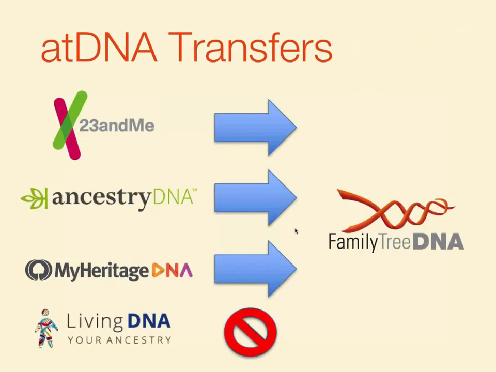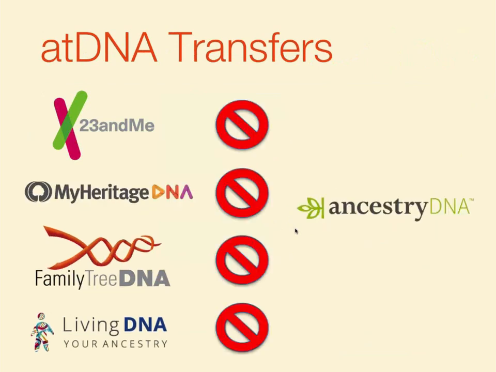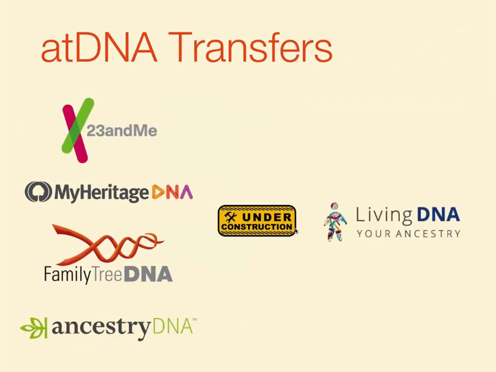So you can download this data, and that gives you some nice options. For some companies like Family Tree DNA, you can transfer your autosomal test to them. Same with MyHeritage. So if you've tested at one of the other providers, you can transfer to MyHeritage. Some of the other companies do not allow autosomal DNA transfers, such as Ancestry and 23andMe. And then Living DNA, I just read that they're working on their transfer capability.